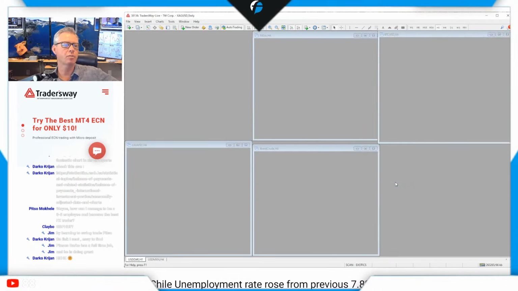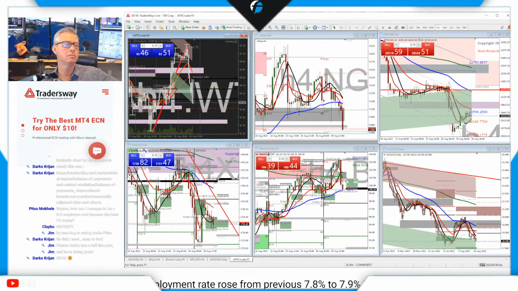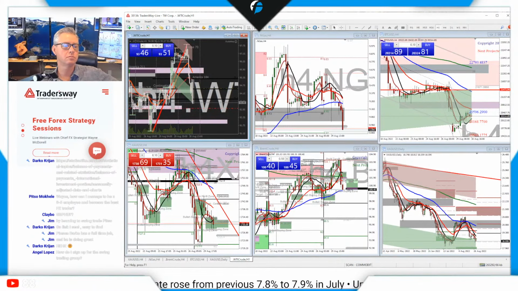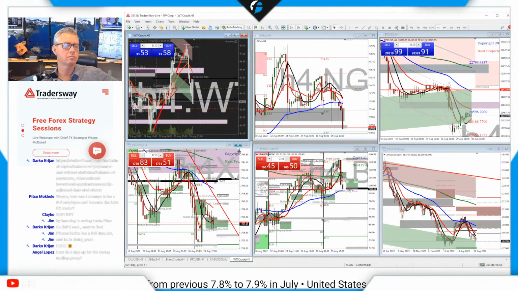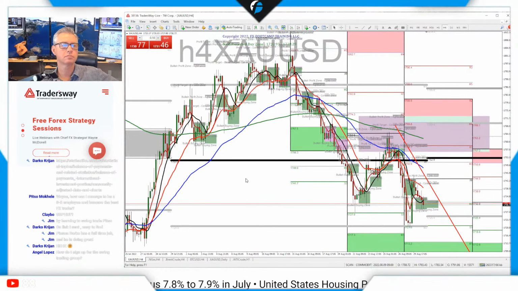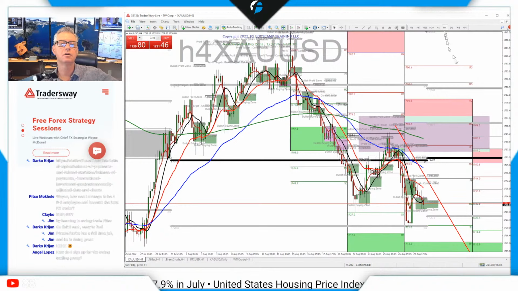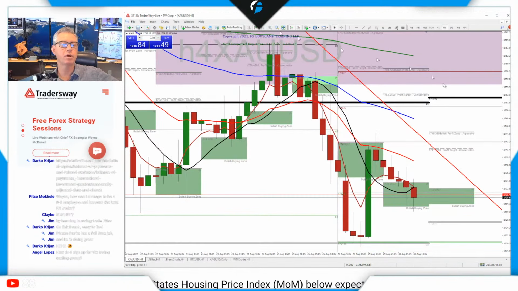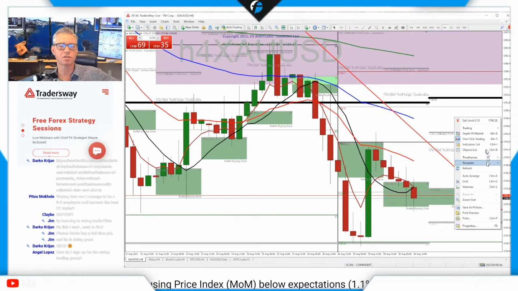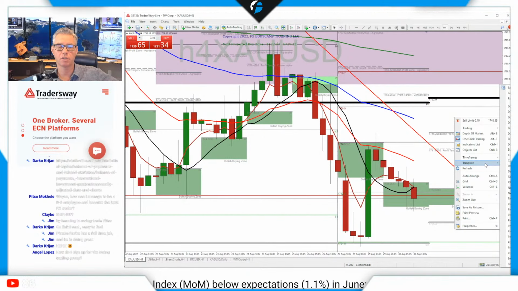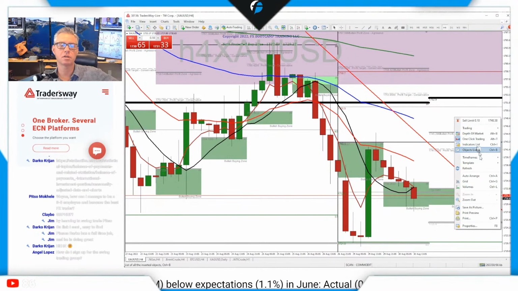Let's take a look at commodities. Okay. Zoom in a little bit. Oh, I reset this because I had the other template going on. I guess I'll just adjust it.